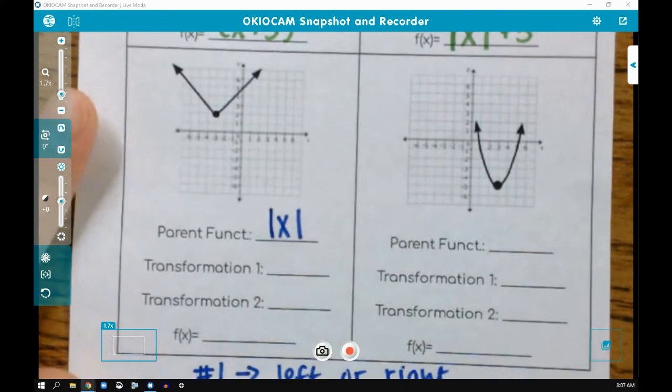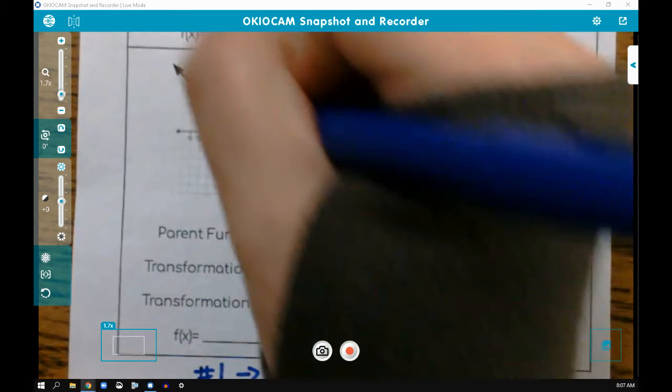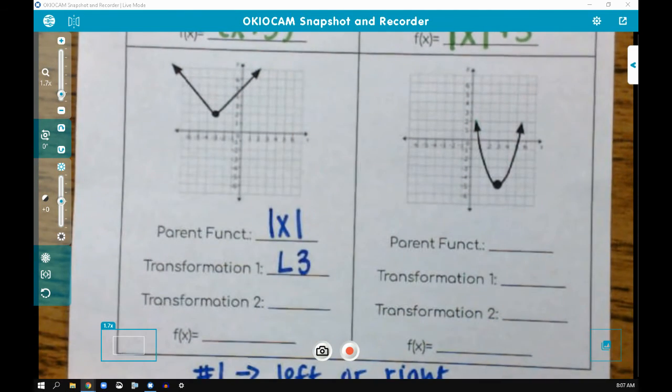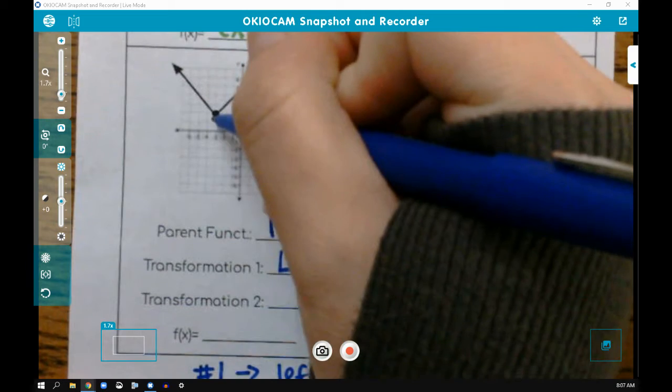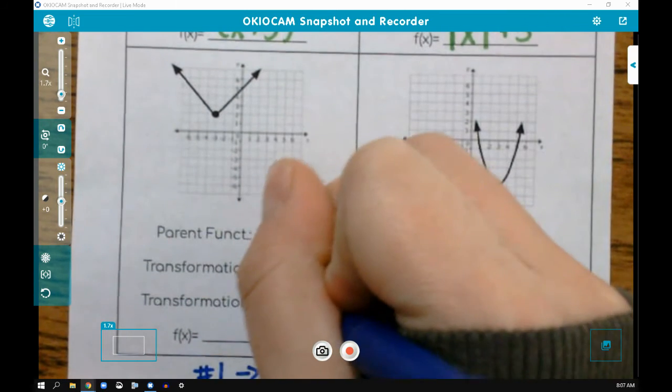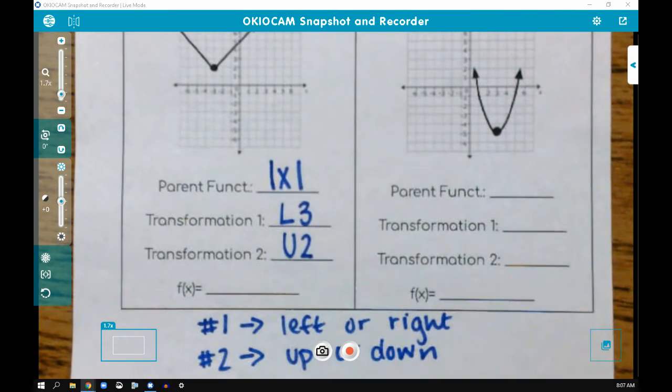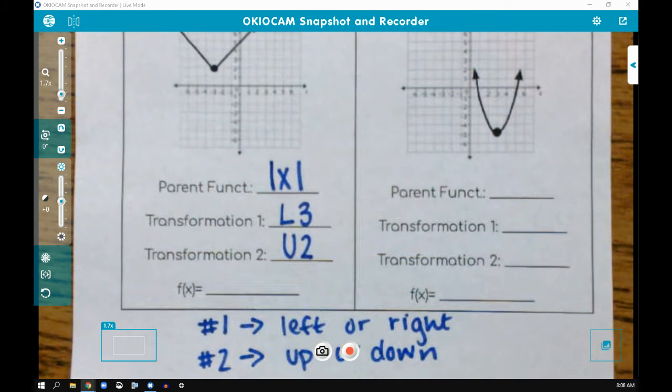And then I have two transformations. So I need to say how far left or right it went, how far up or down it went. So did it go left or right? Left, and it looks like it went 1, 2, 3. So you write down L3, and then it looks like it went straight up 2. So you always want to do your left or right first, and then your up or down. It's going to make your life way easier when it comes to writing your function.